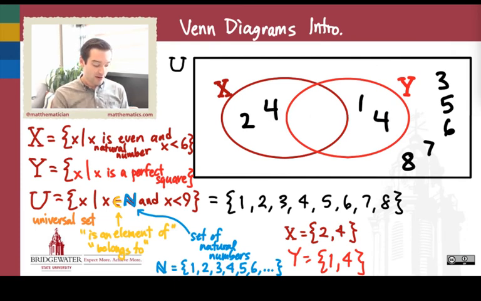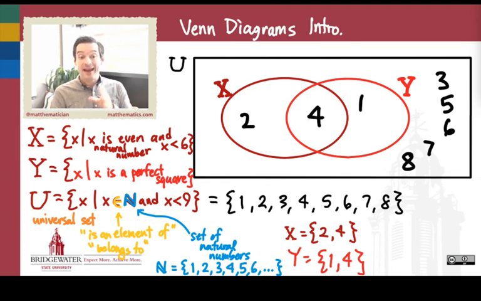So the question is, how do I put it? Where should I put it? And this is the other beauty of a Venn diagram. Because 4 belongs both to the set X and to the set Y, then it should be inside both the circle for X and the circle for Y. And we can do that by putting it here where the circles for X and Y overlap one another. So now here is a Venn diagram that's cleaned up and it very clearly shows what belongs to what.